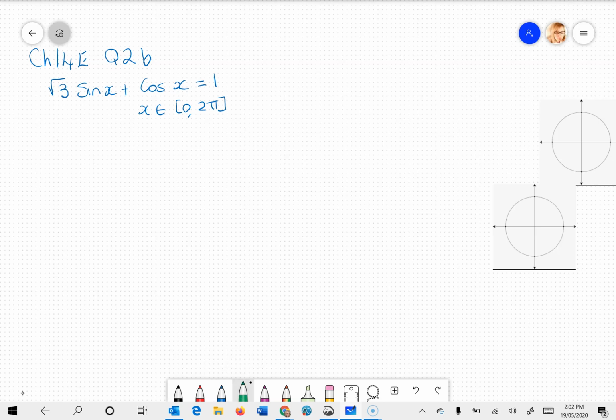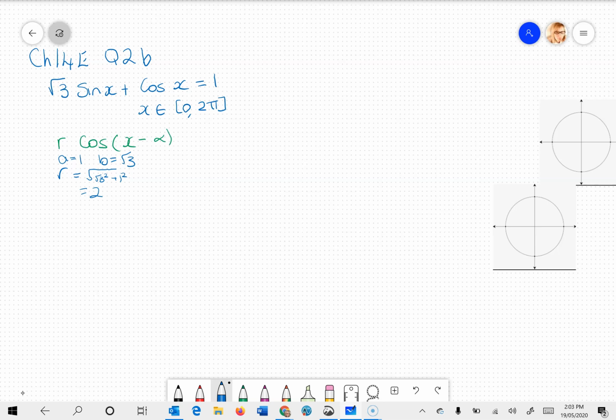If we do that in the form r cos(x minus alpha), rearrange it, what are we looking for? Our r equals, now my a is my 1 here, in front of my cos, my b is my root 3, in front of my sine x. So r equals the square root of root 3 squared plus 1 squared, which equals 2.